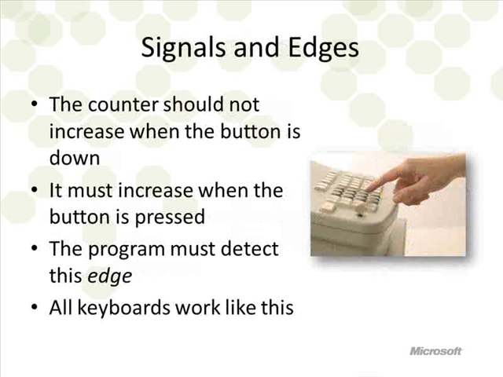We don't want the counter to get bigger when the button is down. We want to get the counter to increase when the button is pressed. That's different. Okay? The program must detect an edge, not a level. Okay? All keyboards work like this. When I press a key on the keyboard, or indeed a button on my mouse, or a button on my remote control, or indeed any kind of button that controls anything electronic, from car alarm remotes to anything else, then what the hardware inside is looking for is edges, not levels.